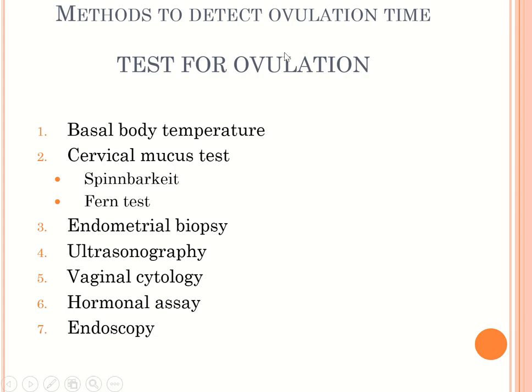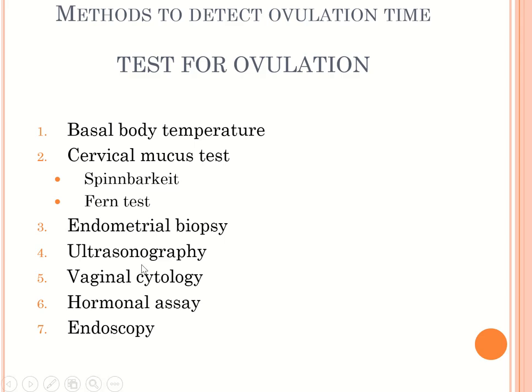So what are the tests to detect ovulation? One is you can identify basal body temperature. You can also study the cervical mucus test, spinnbarkeit and fern test. You can do endometrial biopsy and see whether the secretory phase or the proliferative phase is there. Because if it is the proliferative phase, it means there is no ovulation, right? Only after ovulation the secretory phase starts.